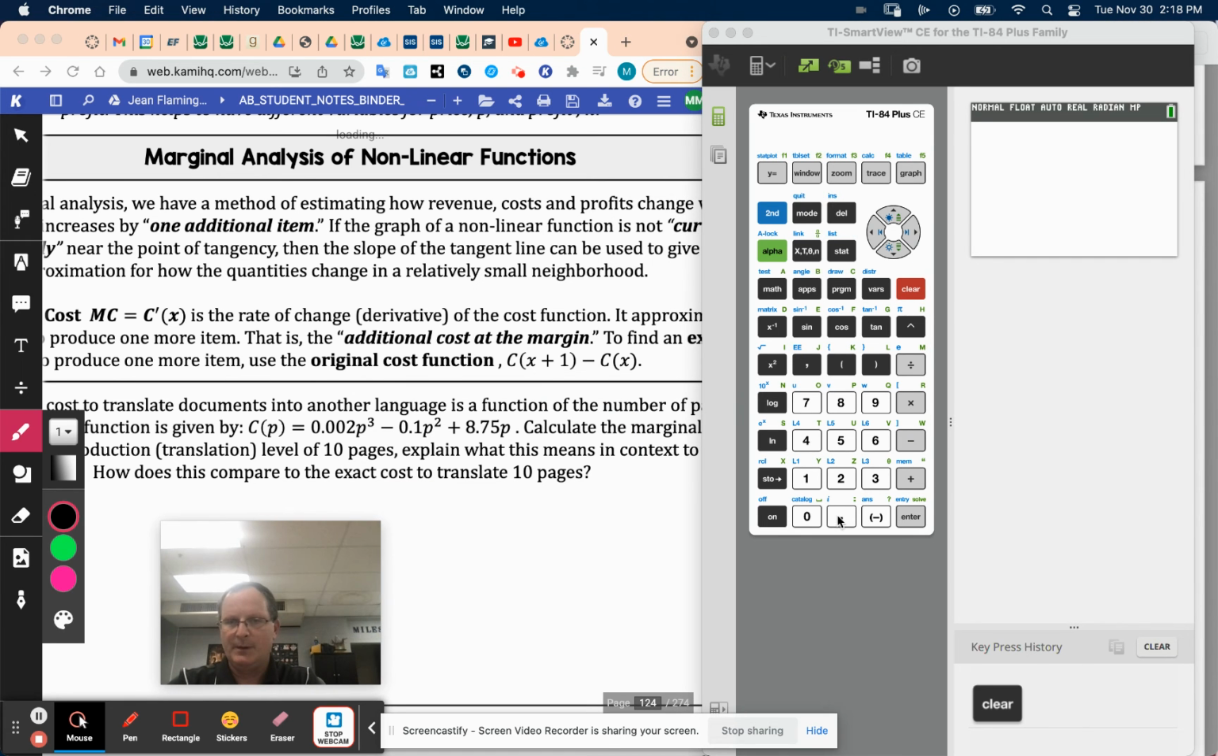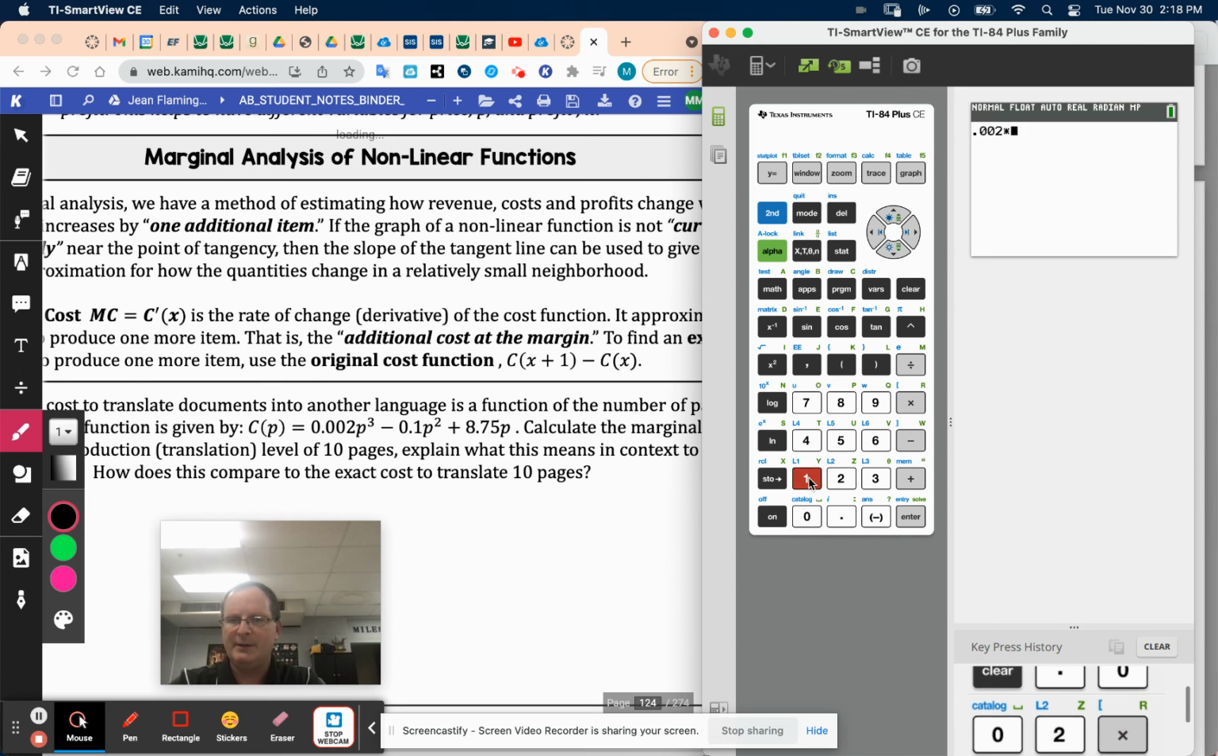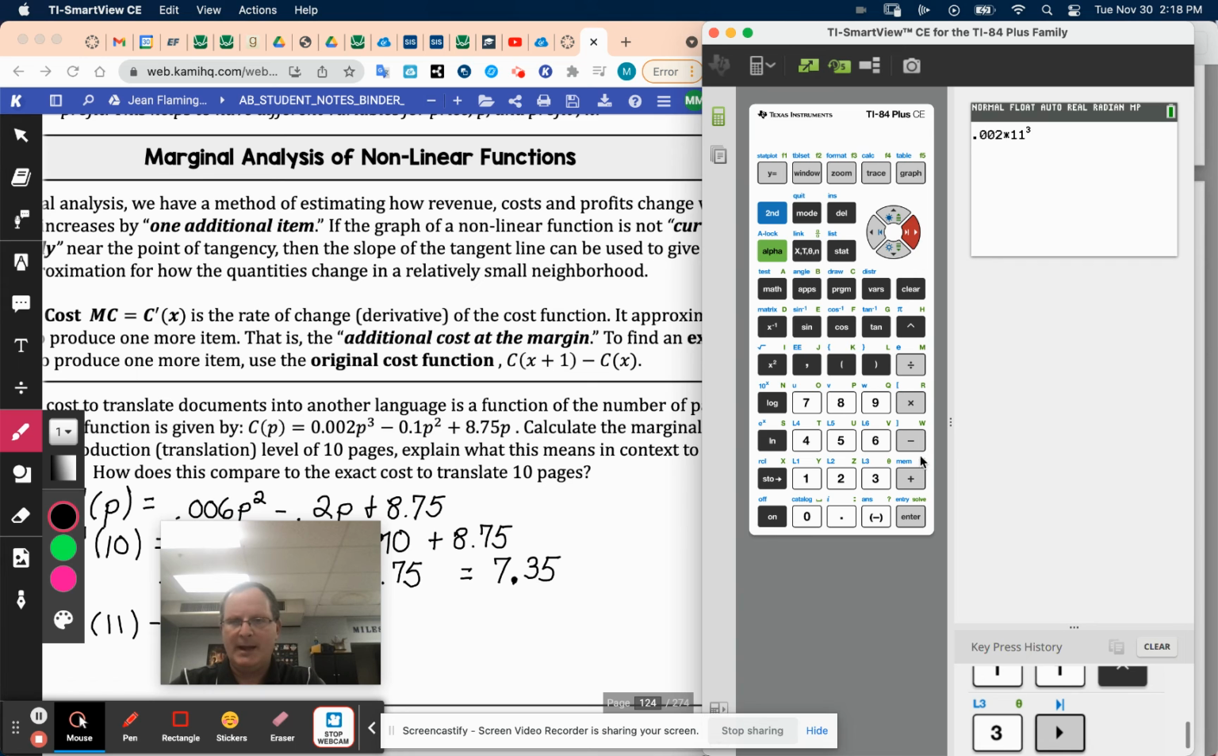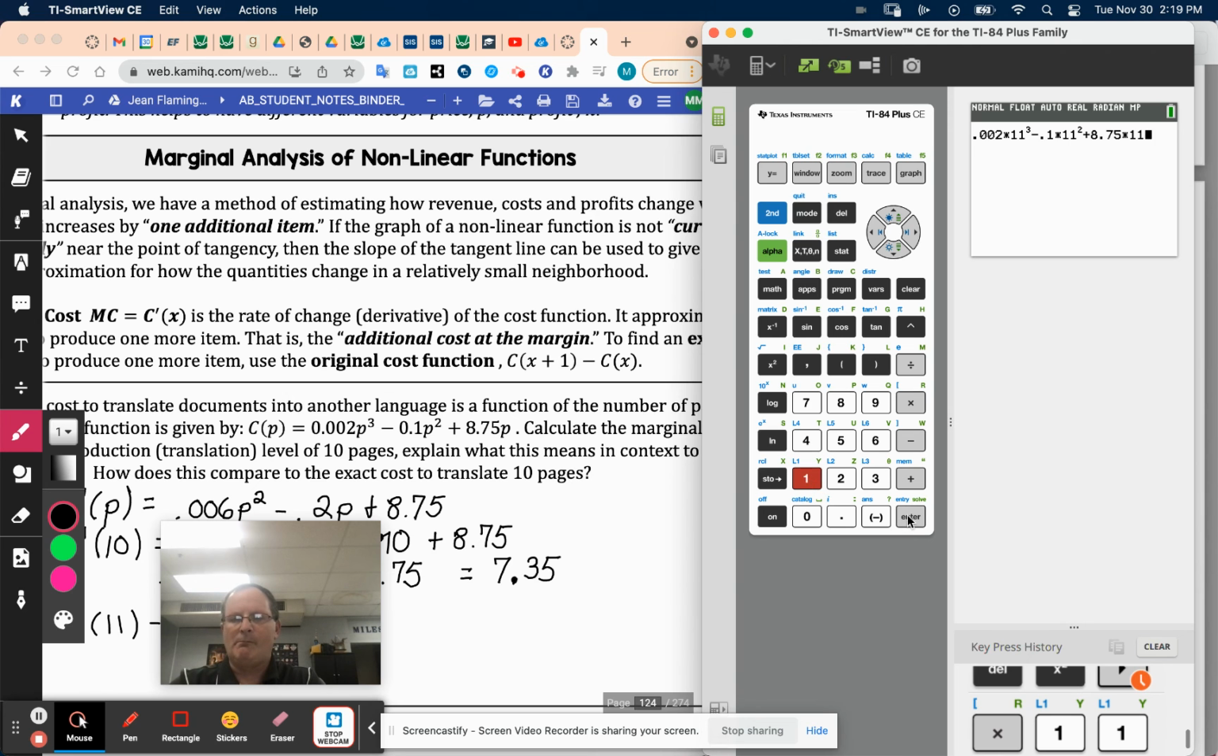So it's going to be 0.002 times 11 to the third, minus 0.1 times 11 squared, plus 8.75 times 11. Okay. Find that amount.